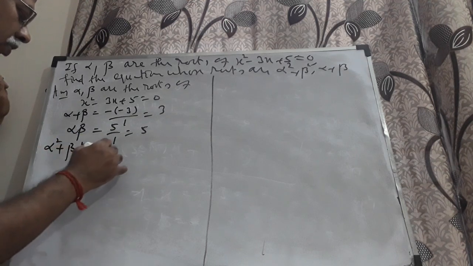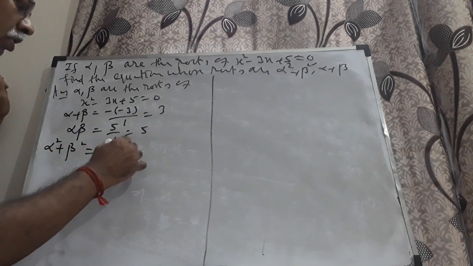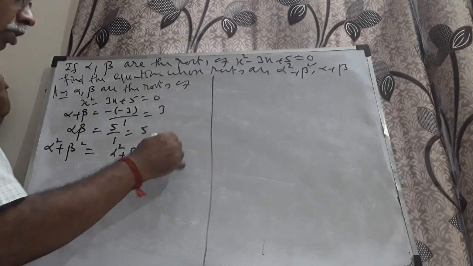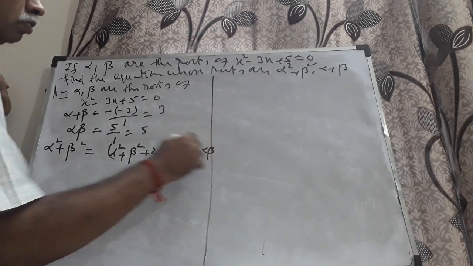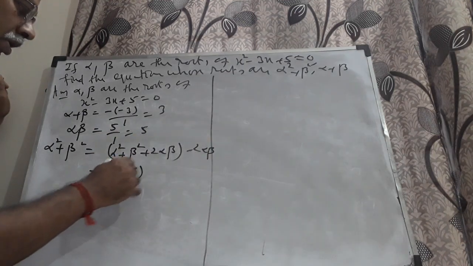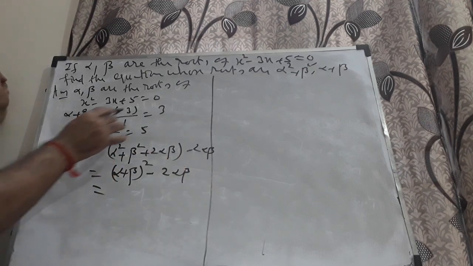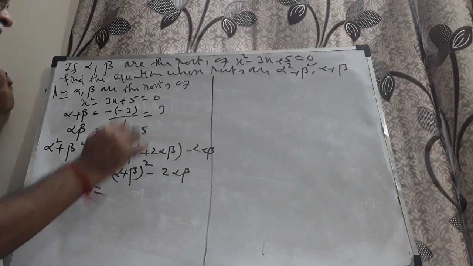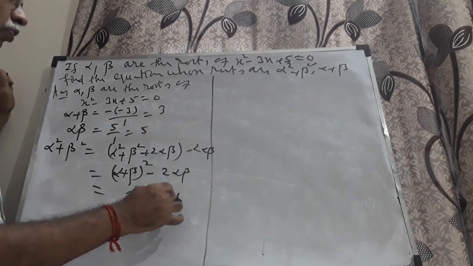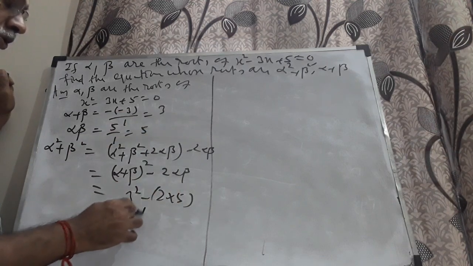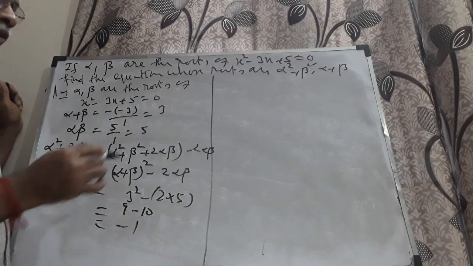Alpha square plus beta square can be written as alpha square plus beta square plus 2 alpha beta minus 2 alpha beta. This can be written as alpha plus beta whole square minus 2 alpha beta. Therefore, it would be 3 square minus 2 into 5, which is 9 minus 10, which is equal to minus 1.